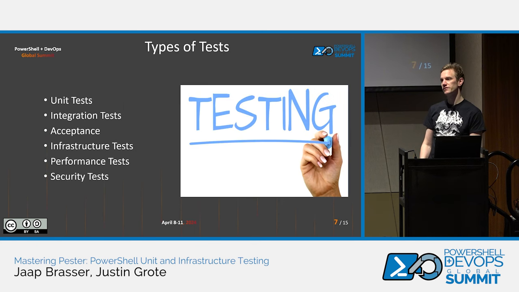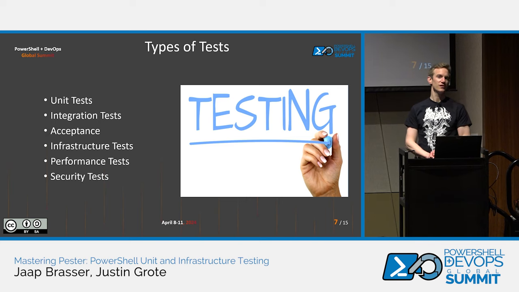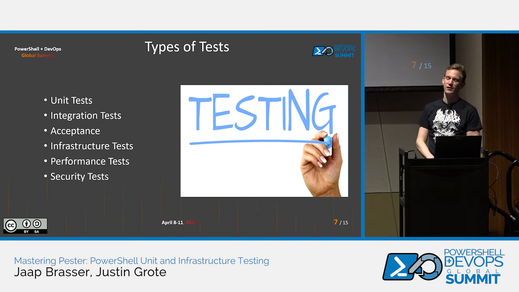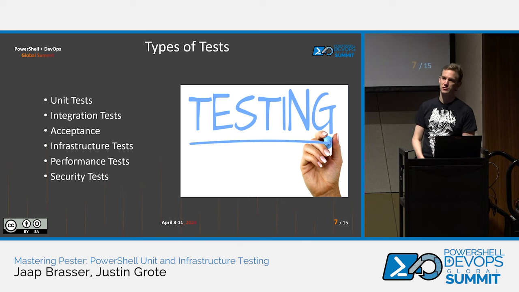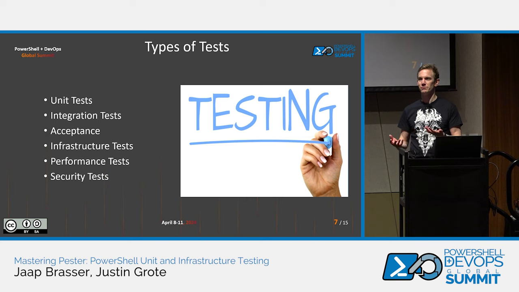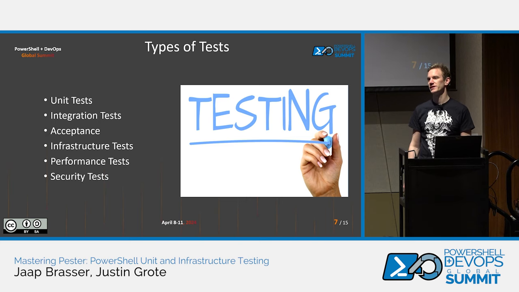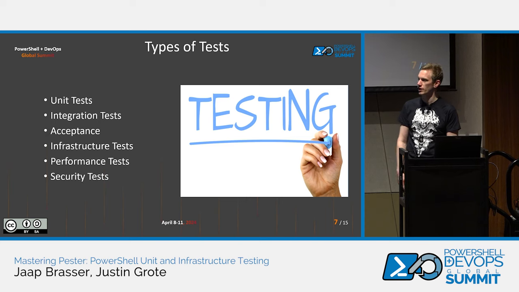So the types of tests we have: there's a lot of tests available. The ones that you are most likely to write are unit tests. Whenever you're writing unit tests, you're trying to test the smallest portion of your code. Integration tests is when it's more on an end-to-end level, when you want to make sure that an end result is reached. Acceptance testing. Infrastructure tests is something that Pester is very well suited for, because PowerShell is a language often used by administrators. And performance and security tests are something that I've occasionally seen, but not a whole lot.